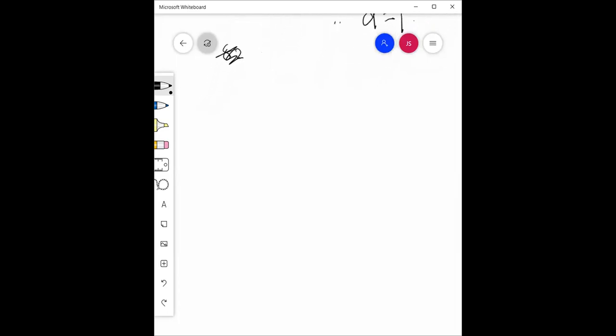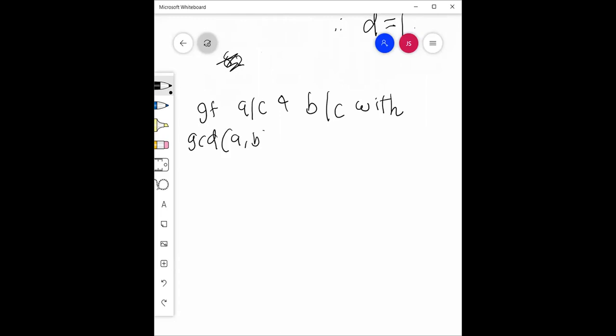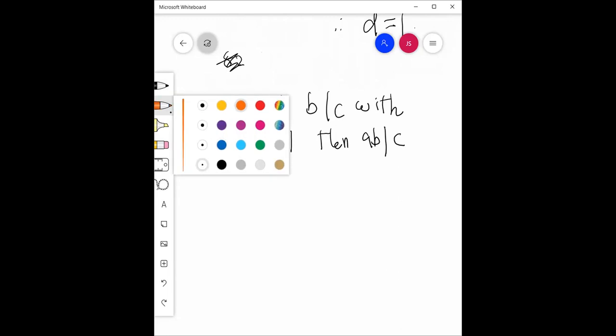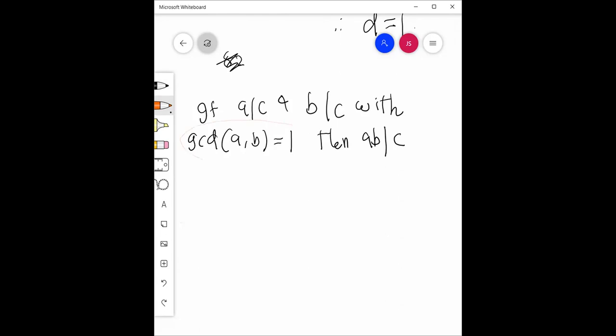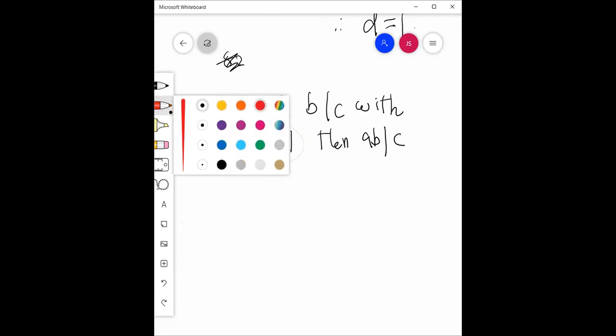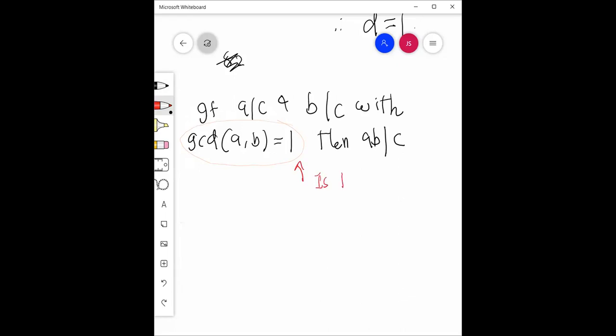This is another theorem, a very important theorem again. If A divides C and B divides C with GCD(A, B) equal to 1, then AB divides C. Okay, now my question is this: is this condition necessary? Which condition? Is this necessary? Before proving this theorem, I want to make sure whether that condition is necessary.